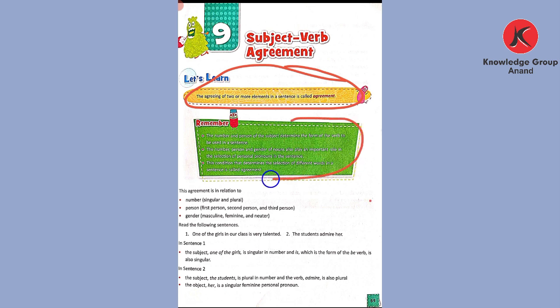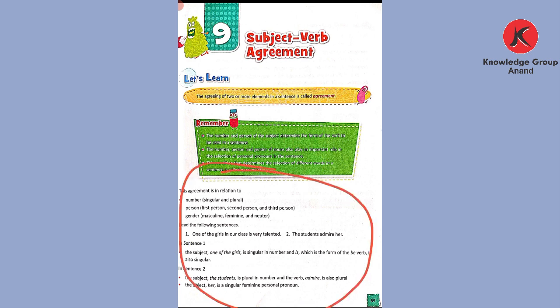Now look here in the green box. The number and the person of the subject determine the form of the verb to be used in a sentence. The number, person and gender of a noun also play an important role in the selection of personal pronoun in the sentence. And the third point is that these conditions that determine the selection of different words in a sentence are called agreement. Okay, these are the tips that we have to remember. Now let us go through the further points.